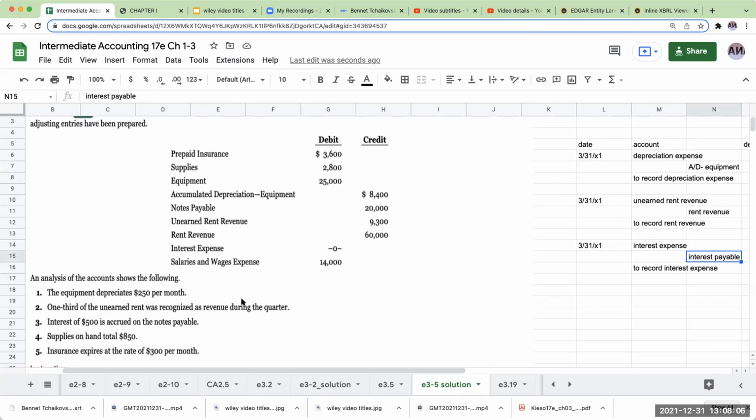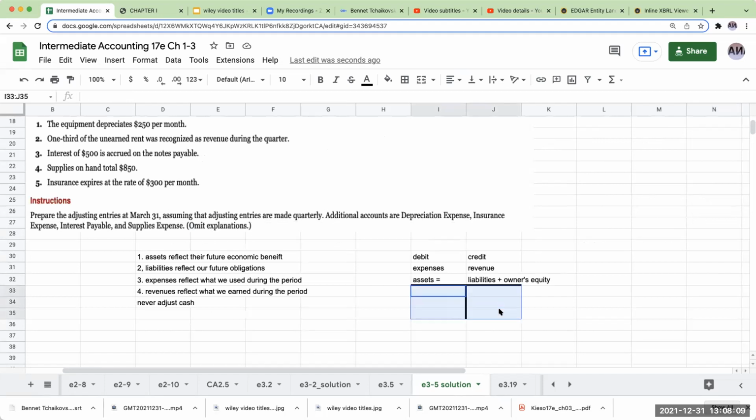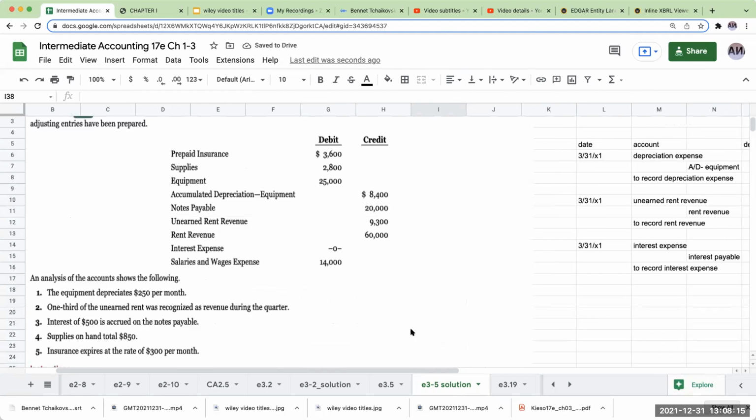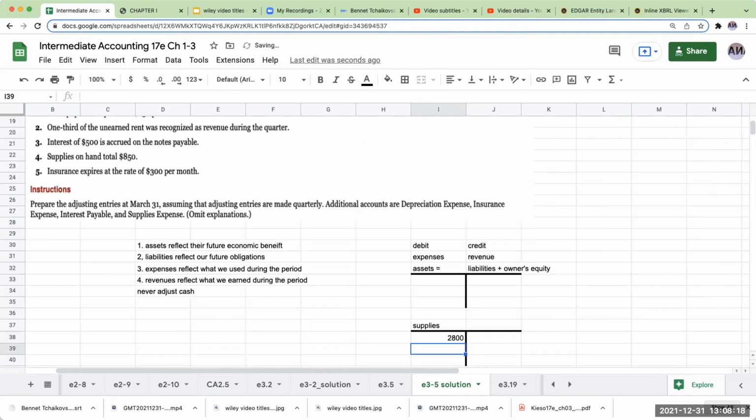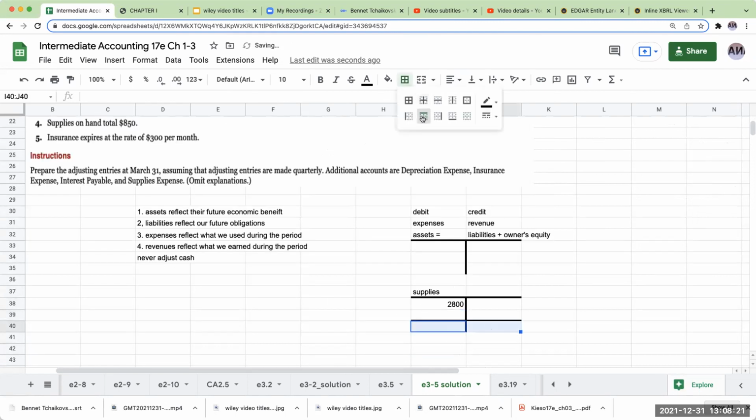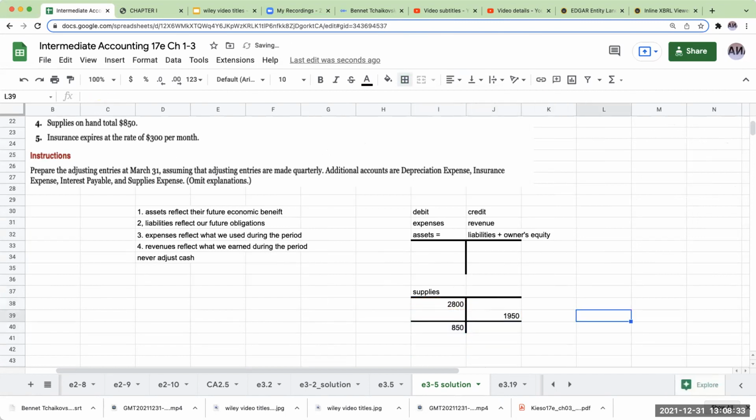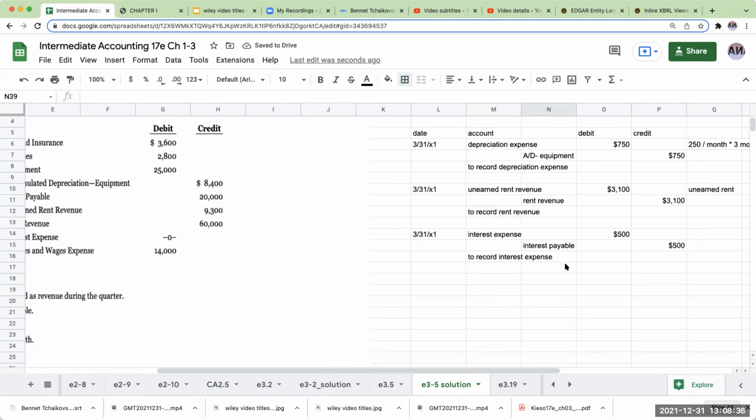Okay, supplies on hand total 850. If I have supplies, my supplies were listed over here at 2,800. If my actual amount of supplies on hand is 850, what do I need to do to get from here to here? To get from 2,800 to 850, I'm going to need a credit for 1,950. So how do I do the adjusting journal entry? I need to credit supplies for 1,950 to make sure that balance is correct, and I'm going to debit supplies expense for 1,950.